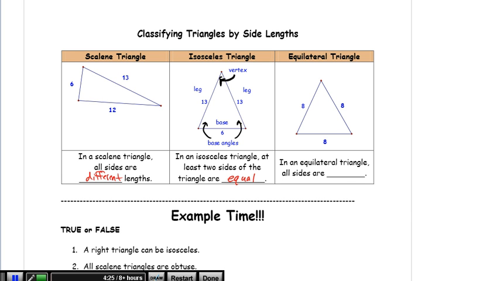So if we look at equilateral, all sides are equal. Now this is technically isosceles because at least two sides are equal. We have two sides that are 8. We have 3, but two sides that are equal. So then we can call it still isosceles. So just be aware of that particular case.